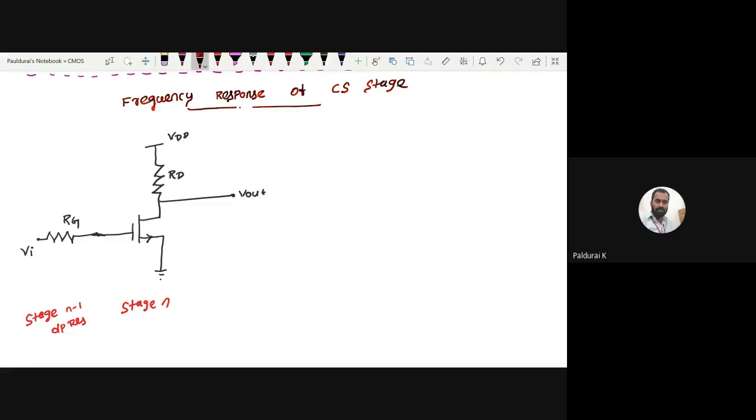Second step, you want to drop all the capacitors. What are the capacitors? This time you know, this is my gate to source, this is my source to bulk, this is my gate to drain, this is my drain to bulk.